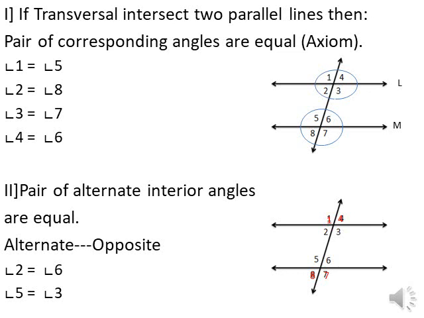Then below the line 2 is there, and in the second line below, 8 is there. So 2 is equal to 8. Now on the right side, above the line 4 is there, and above the line 6 is there. So 4 is equal to 6. Below the line, on the right side of the transversal, 3 is there, and below the line 7 is there. So angle 3 is equal to angle 7. So we are getting 4 pairs of corresponding angles.